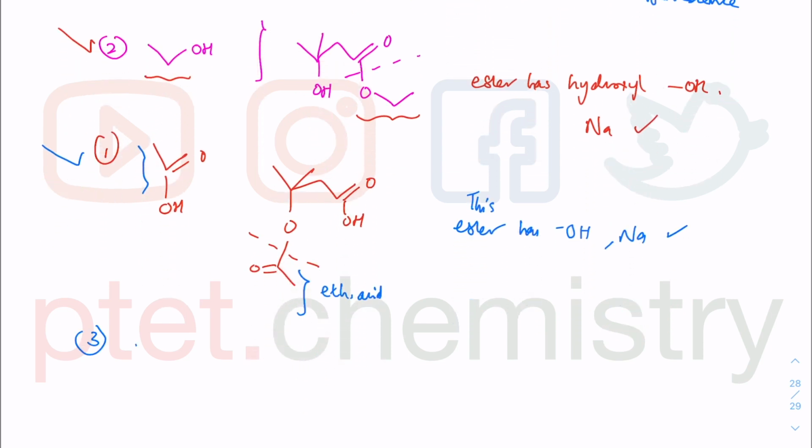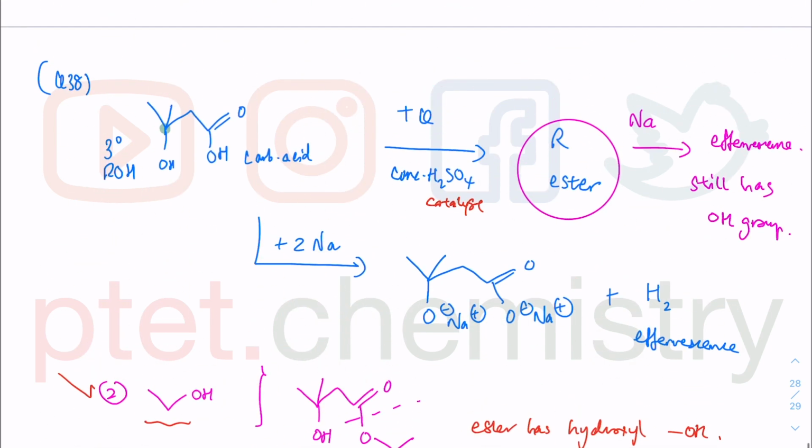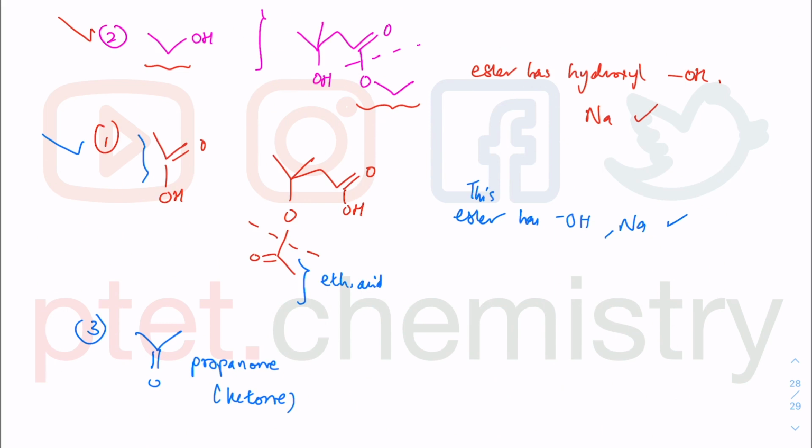Then if you look at number 3, you have this thing called propanol. Propanol is a ketone, and a ketone does not form ester, whether you are with alcohol or with carboxylic acid. So you know it doesn't react to form R. No R ester is formed, so there's no product R.